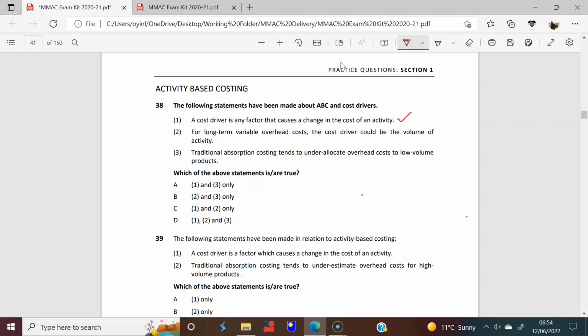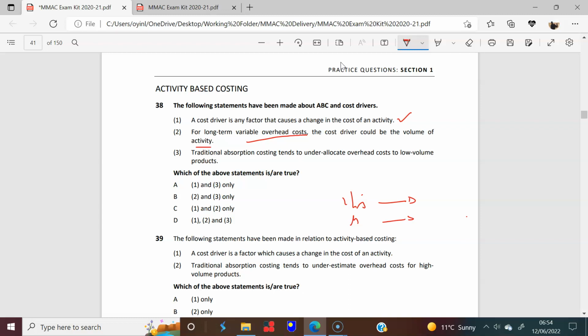For long-term variable overhead costs, the cost driver could be the volume of activity. So I am saying, yes, that it is very possible that hours and machine hours, labor hours could be the cause of an overhead. Of course they can. And if you're looking at these variable overhead costs, that's the case. And generally, traditional absorption costing will underallocate overhead costs to low volume products. Yes, because we are saying that the smaller the volume, the less of the overhead.